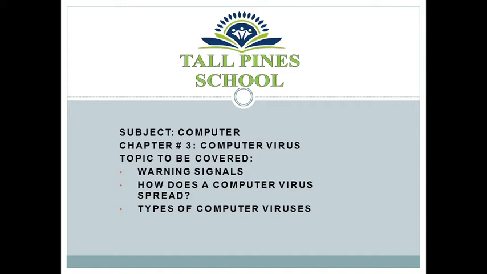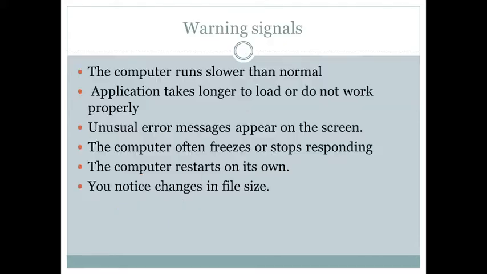So let's start. Students, we are on chapter number 3, computer virus, and today we will discuss warning signals. How does a computer virus spread, and what are the types of computer viruses? So let's start. What are the warning signals? Warning signals are basically the signals that alarm you that something is going wrong on your computer system.